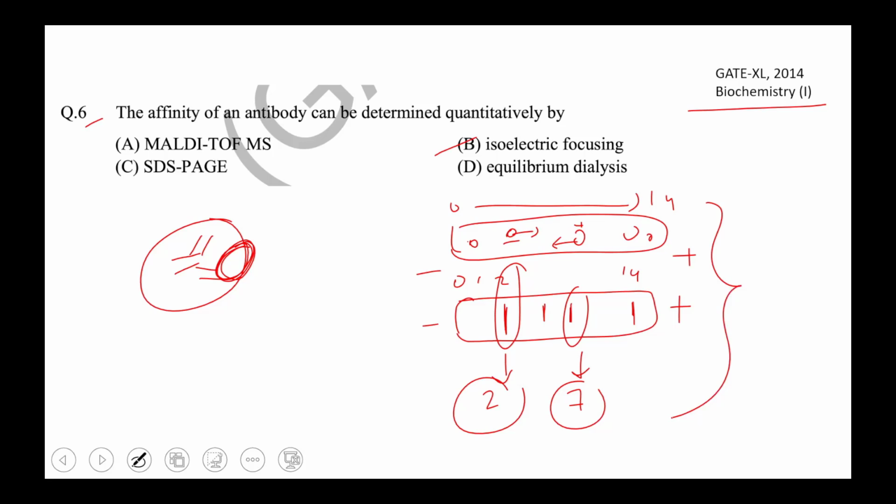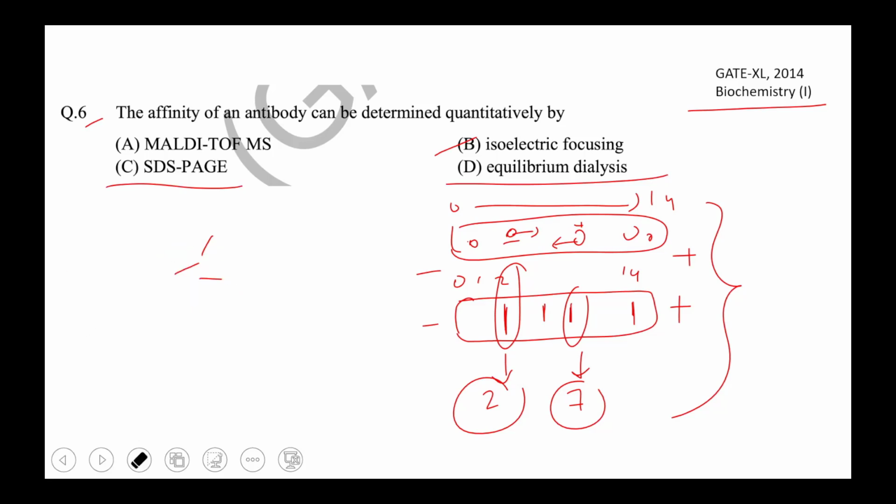Third is SDS-PAGE. SDS-PAGE is sodium dodecyl sulfate polyacrylamide gel electrophoresis. In gel electrophoresis, we run the protein sample, and the protein sample gets separated according to size. Along with that, we can run a marker to identify the size of a protein. So PAGE we perform for the separation of protein molecules on the basis of their sizes. That also has nothing to do with antibody affinity.